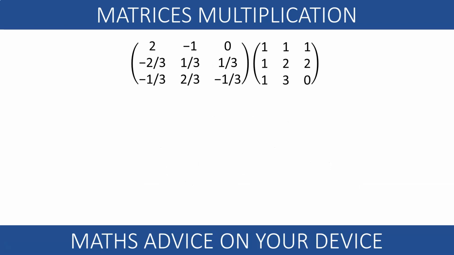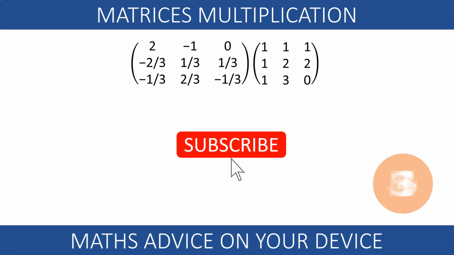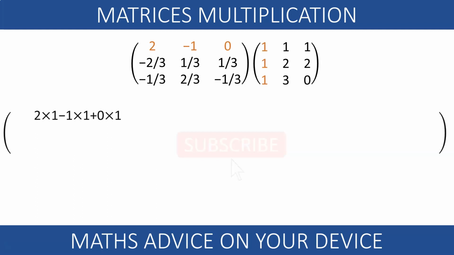Want to try? Stop the video here and multiply these two matrices. This is not a difficult but a long question. Let's carry on. We start by multiplying the first row by the first column: 2 times 1 minus 1 times 1 plus 0 times 1. The answer is 1, and we write it on the first cell.